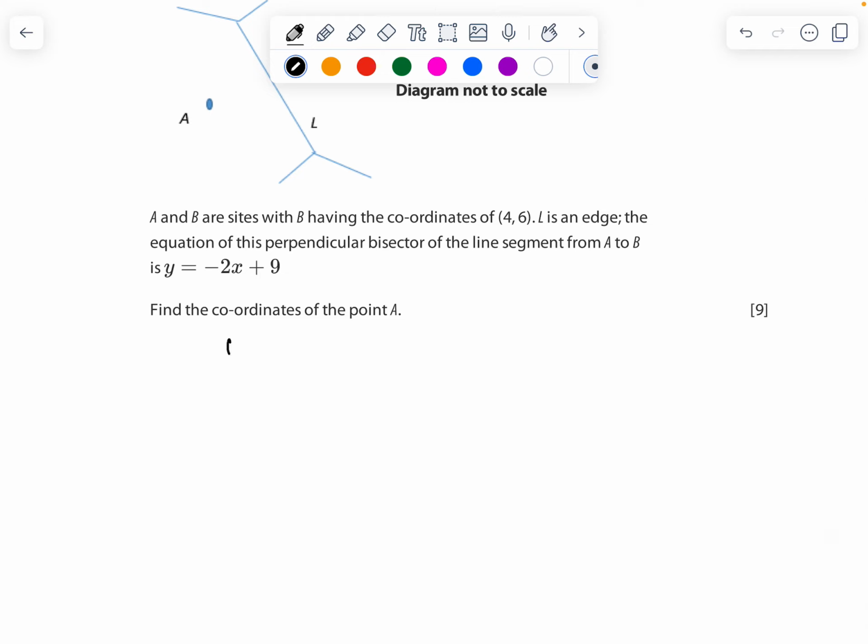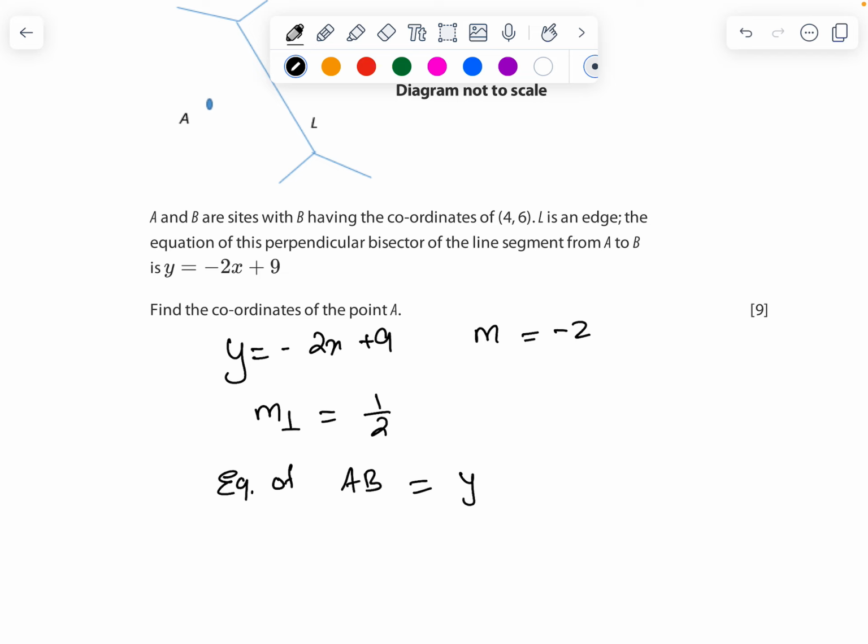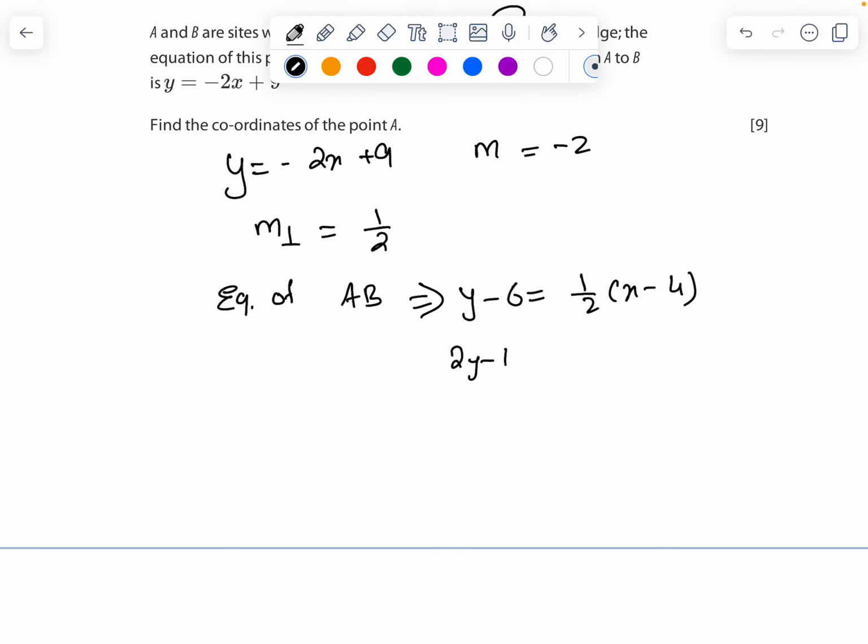So y equals minus 2x plus 9. Its gradient is going to be negative 2. So what will be the perpendicular gradient? 1 upon 2. So the equation of AB will be y minus 6 equals 1 upon 2 times x minus 4, because B has been given. That is the equation of AB. So 2y minus 12 equals x minus 4. What do I get out of it? x minus 2y equals minus 8. So I get this one equation.